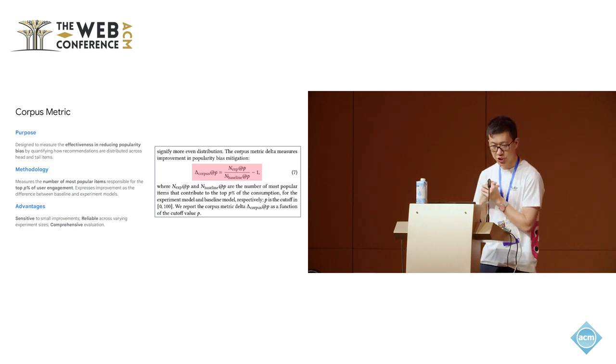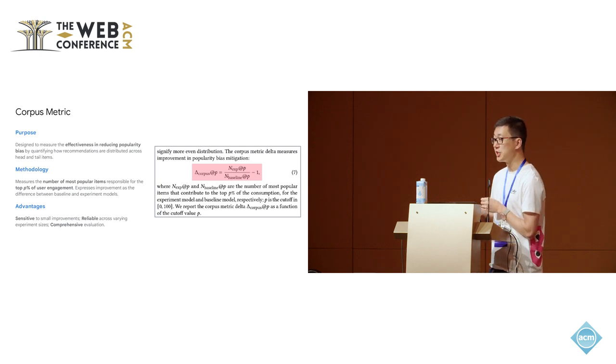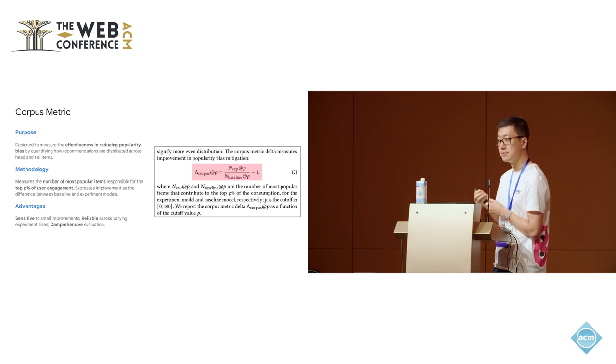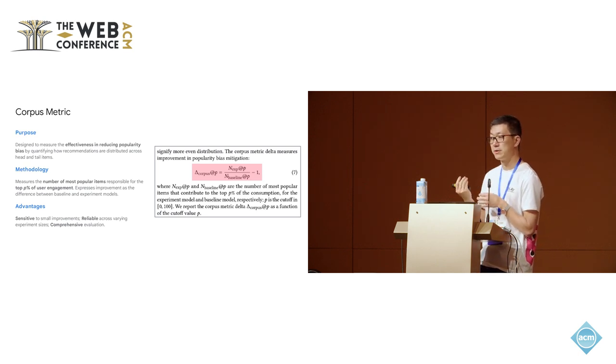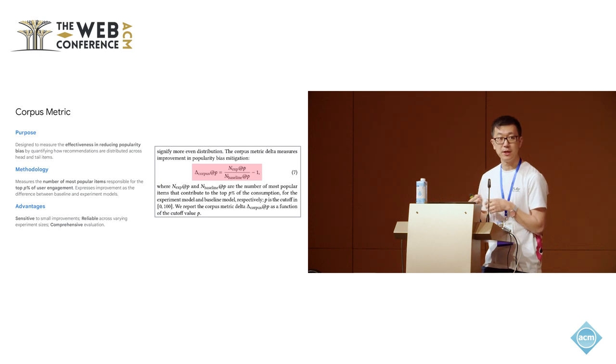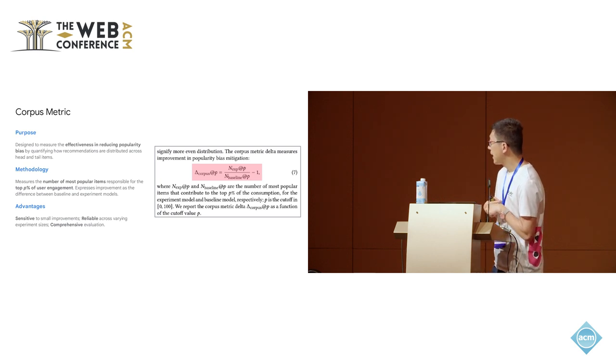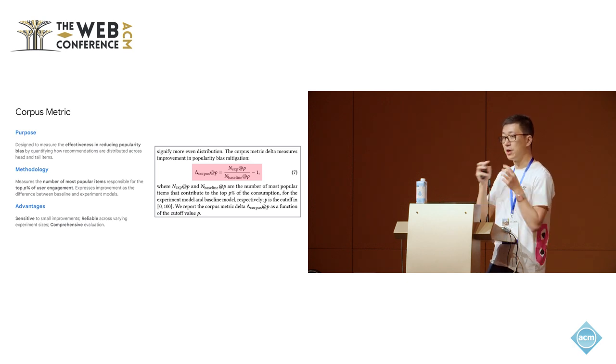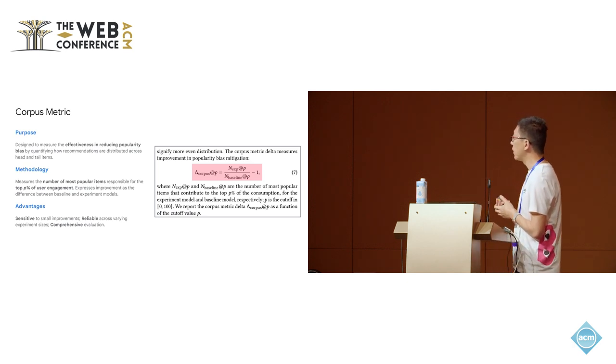Another challenge is how to measure the improvement in popularity bias. Traditionally, what is commonly used is the Gini index. But there are a few disadvantages of that metric. First of all, it's a little bit insensitive to small improvements, especially on this kind of head-heavy system. So even if you have some improvement to popularity bias, it might not be easy to observe using the Gini index. It might also be affected by experiment size. And it only creates one number. It won't give you a holistic understanding of the situation. So that's why we propose a corpus metric here to measure the effectiveness in reducing popularity bias.